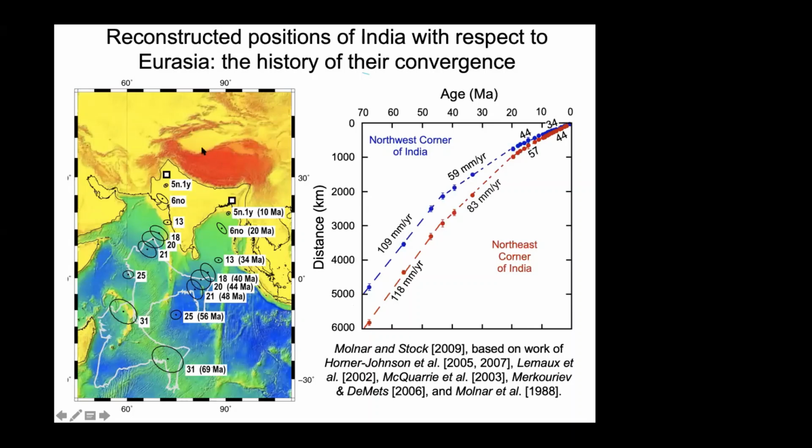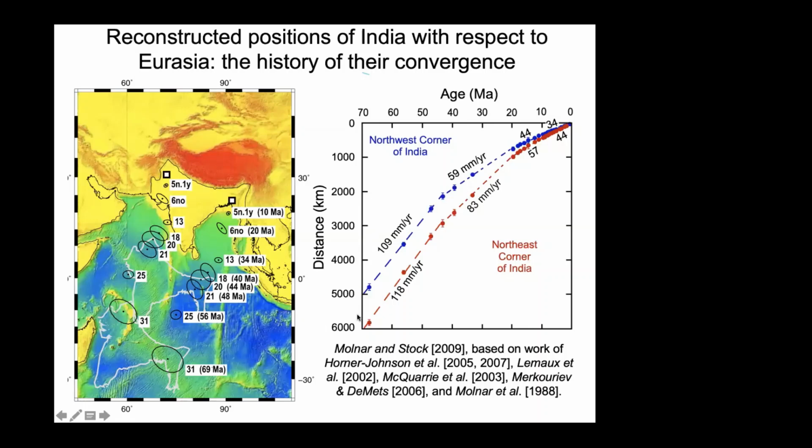On the left, you see the Tibetan Plateau and reconstructed positions of India, where the northern edge of India just follows the foot of the Himalaya. This isn't the real northern edge, but we don't know where that lay. And this shows positions going back in time, 10, 20, 34, 40 million years, back to 69 million years ago. This is where India lay.